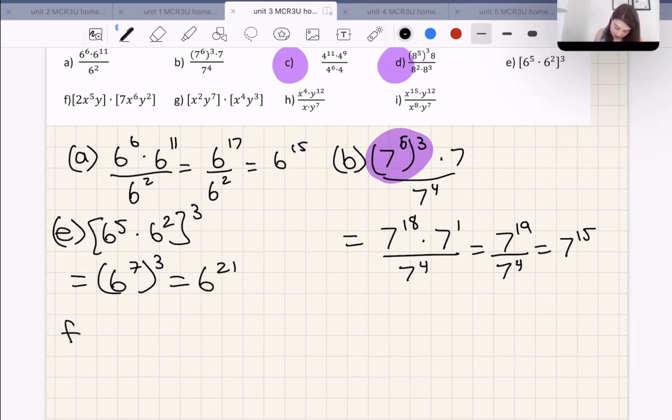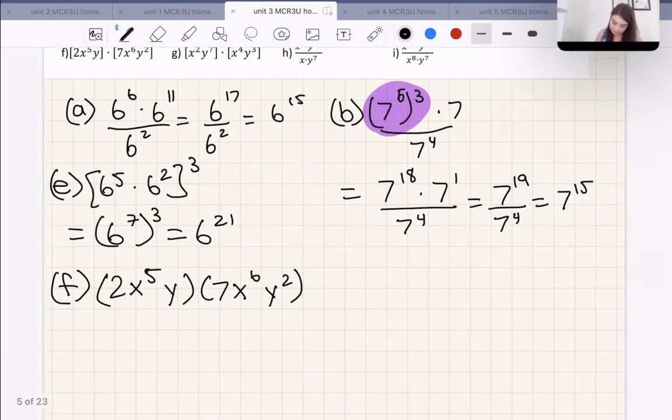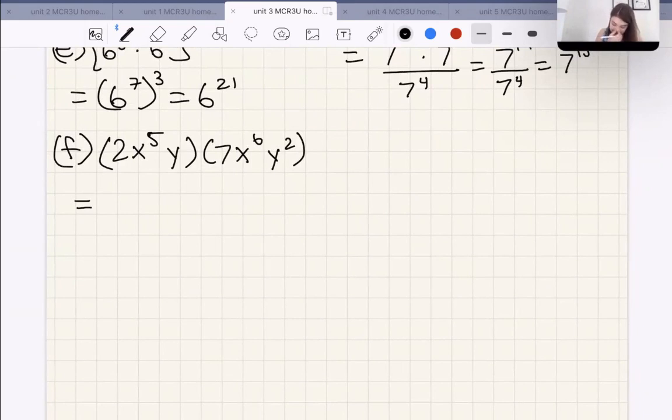Okay, let's do F. F is 2x to the 5 y times 7x to the 6 y squared. So for this one, my first step is going to be to multiply the 2 and the 7. So 2 times 7 is 14, so we'll just put 14 there.